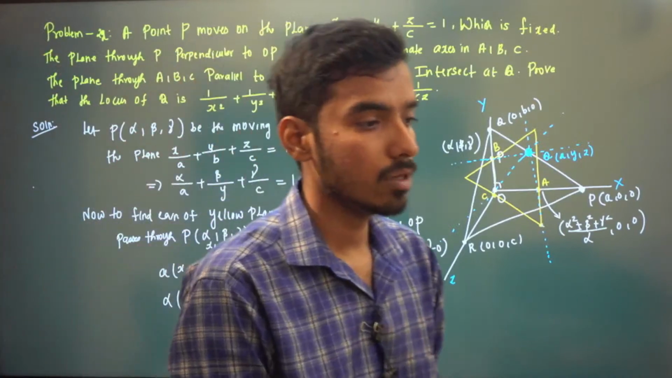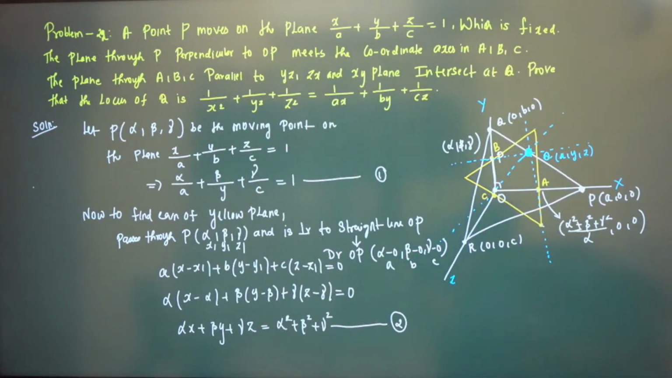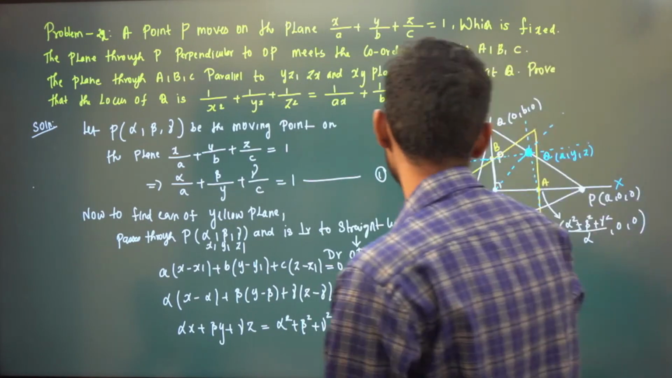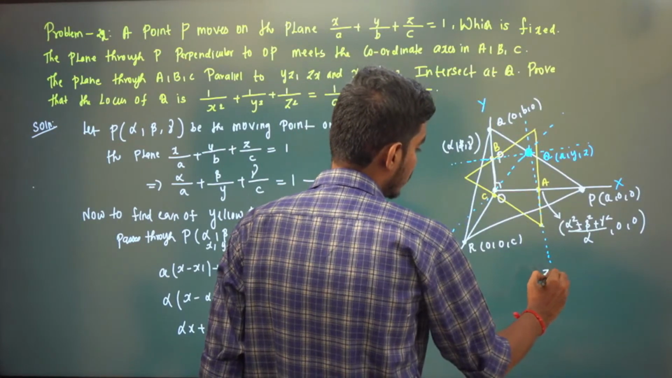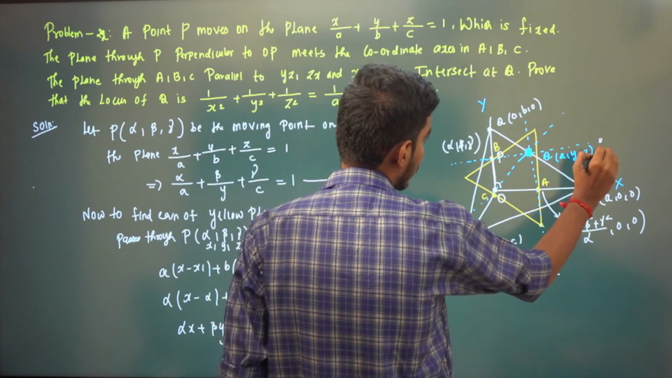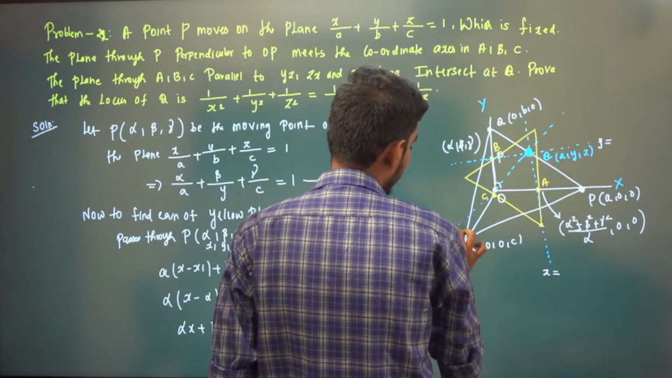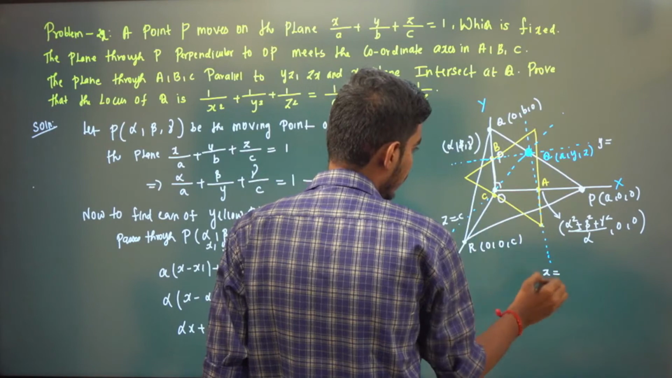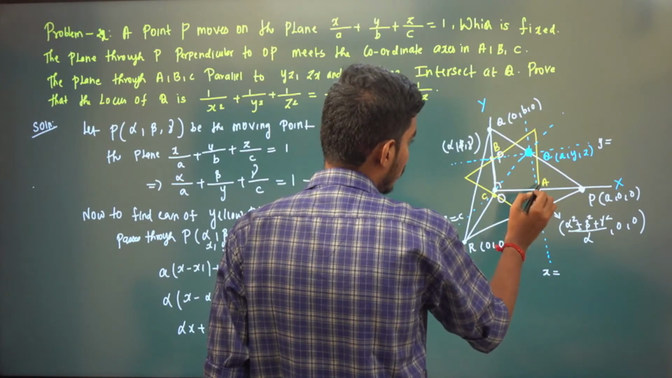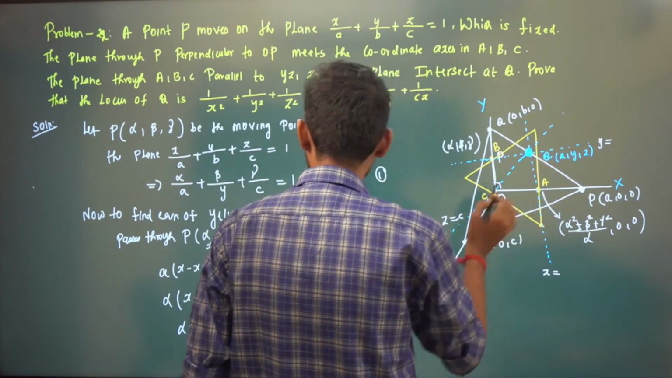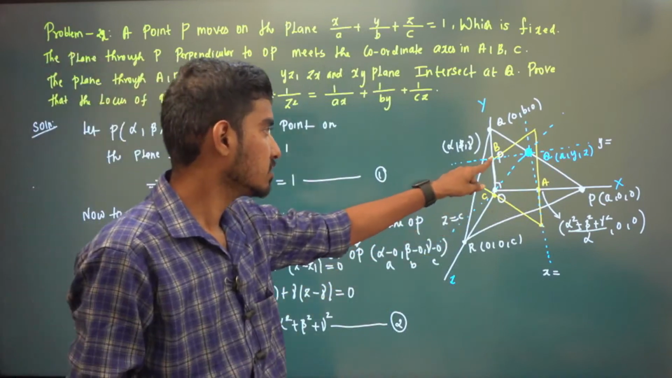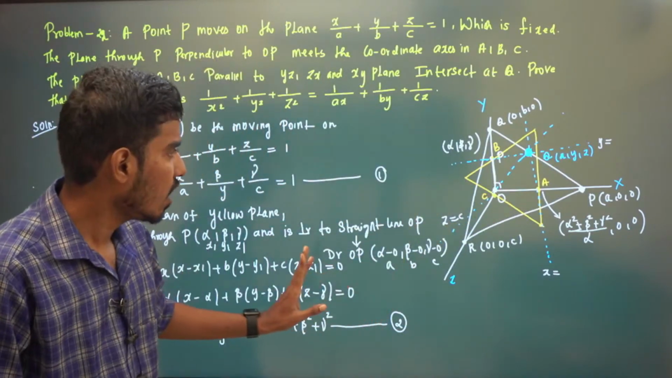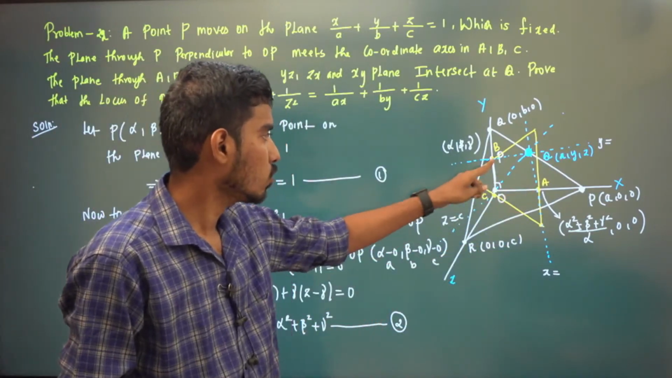Very simple problem, slightly conceptual. You just have to understand this. See, very simple. You just have to find this equation. This is x is equal to something, this is y is equal to something, z is equal to something. This something is the point that it is passing through. So first you find the equation of the yellow plane using the concept that it is passing through P and perpendicular to OP. After that, it is very easy to find x intercept, y intercept, z intercept.